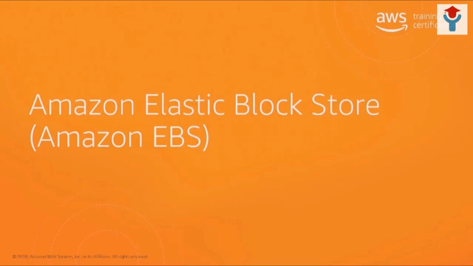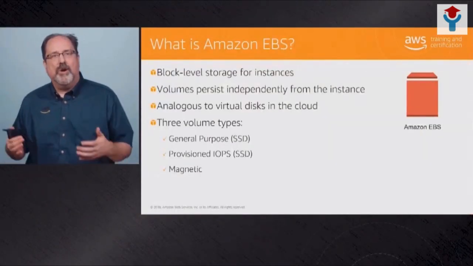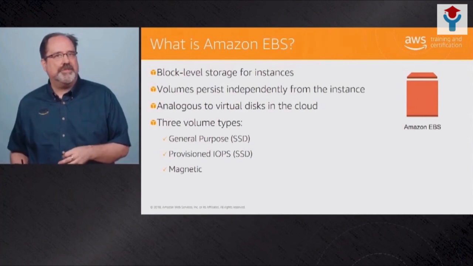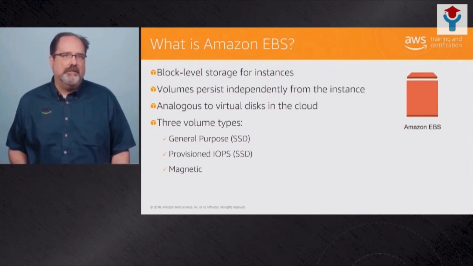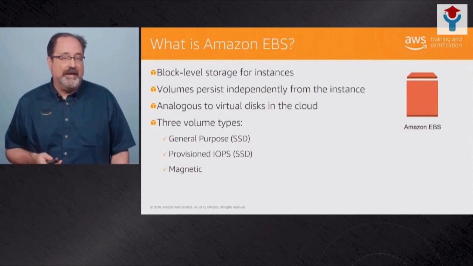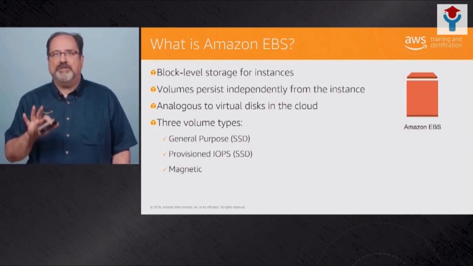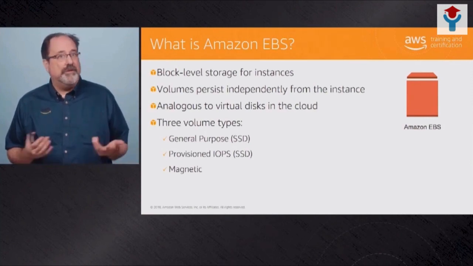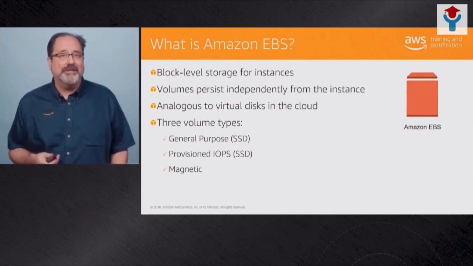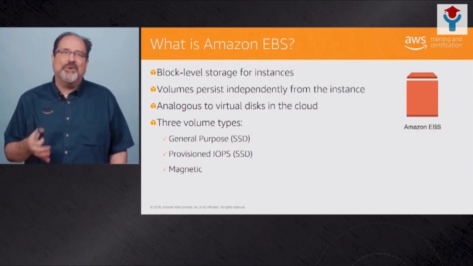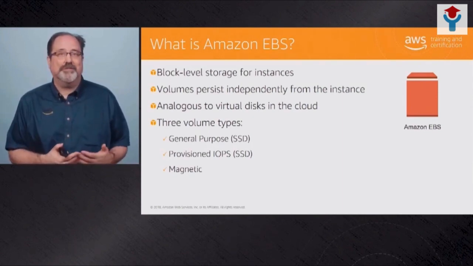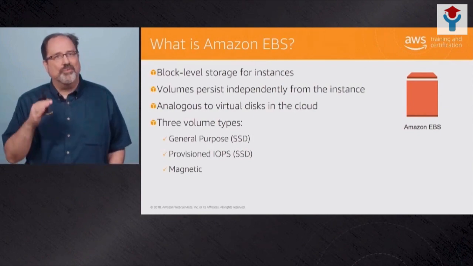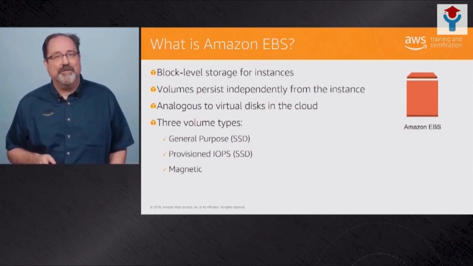Amazon EBS will provide you block-level storage volumes for use within your EC2 instances. Now, EBS volumes are off-instance storage that persist independently from the life of the instance, and they're analogous to virtual disks in the cloud. Amazon EBS has 3 different volume types: the general purpose SSDs, provisioned IOPS, which are also SSDs, as well as magnetic spinning platters. These 3 volume types differ in performance characteristics and cost, so you can choose the right storage performance and price for the needs of your application.